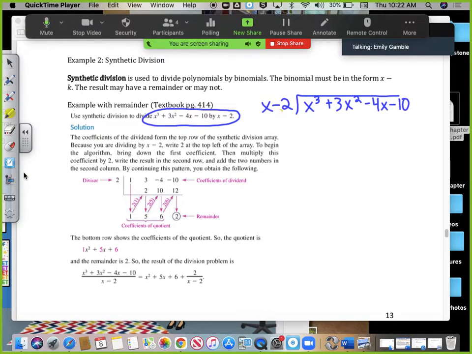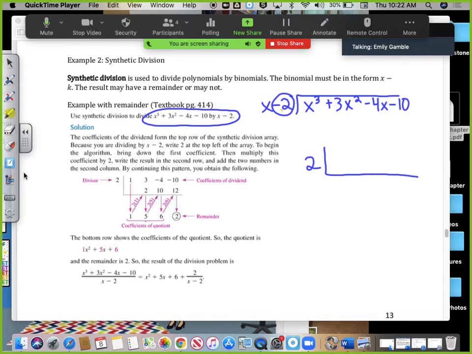You draw almost like one half of a rectangle, a little line and a long line here. And for whatever reason, you look at this number and you write the opposite of that number right here. So I'm going to write a 2 right here. It's a weird thing you just have to memorize.